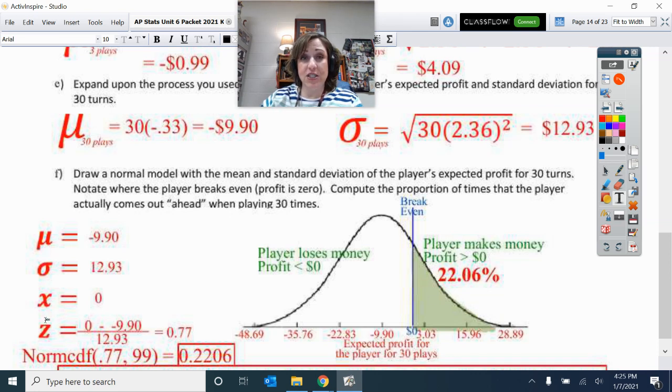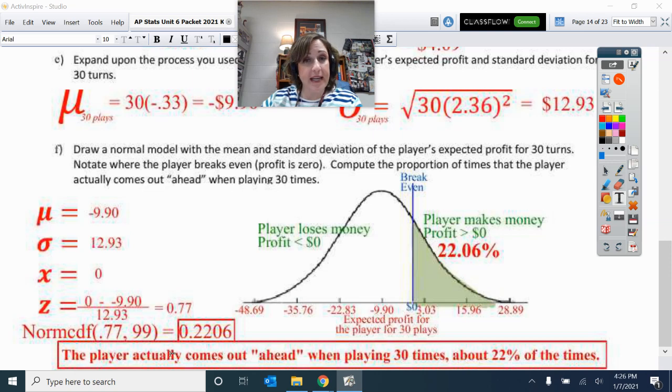So I did a z-score. X is a break-even point of 0. X minus the mean of negative 9.90, divided by the standard deviation, is 0.77. So that is the location of 0: it is 0.77 standard deviations above the mean. And then I norm CDF'd from that 0.77 up to 99. So that tells me that 22.06% of the time the player comes out ahead when playing 30 times.